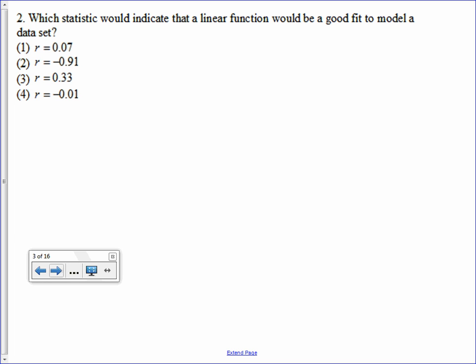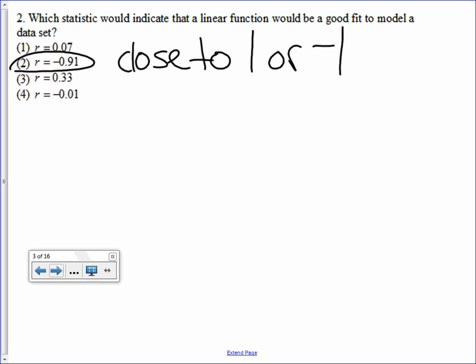Number 2 is simple if you know how to do the problem. Which statistic would indicate that a linear function would be a good fit to model a data set? Well, if it's close to 1 or negative 1, that makes it best. Whatever's closest to 1 or negative 1 without going over it. Which of these is closest to 1 or negative 1? Choice 2 is.